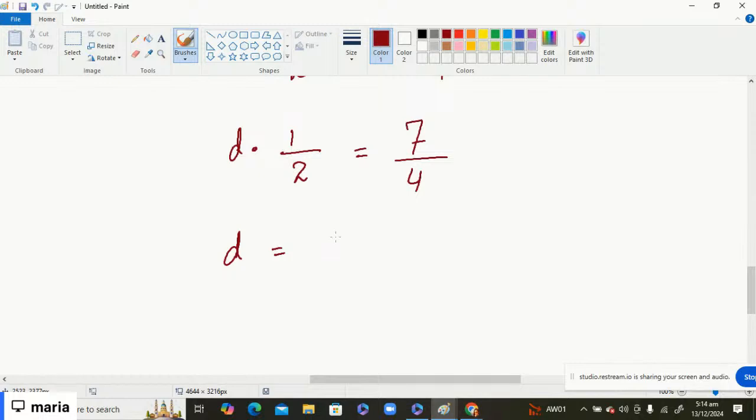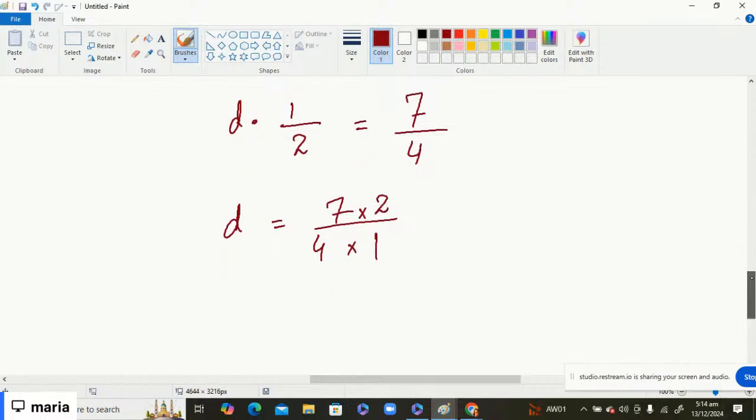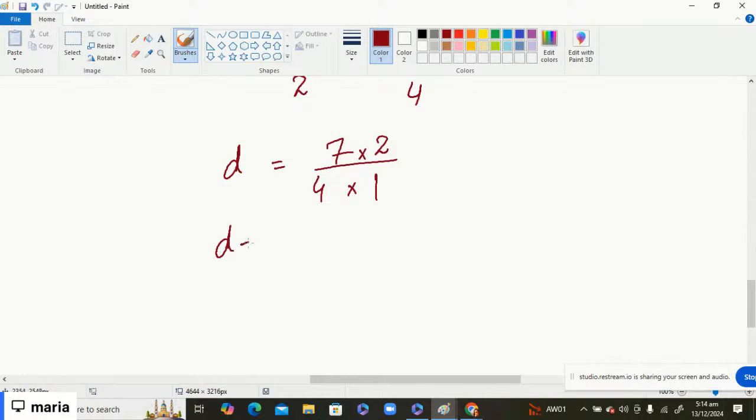Now D as it is here, 7 by 4 is as it is here. So 2 is here, divide; here, multiply. 1 is here, multiply; here, it's divide. D is equal to 14 by 4. But we are not getting this answer. So just divide and then convert into the mixed number. So dividing 14 over 4. 4 times 3 is 12.